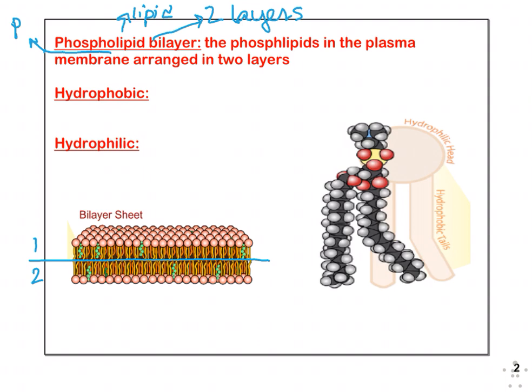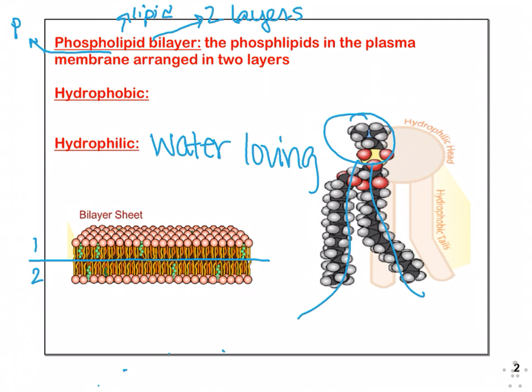These phospholipids are arranged to have a head region with two tails coming off of it. The head region is referred to as hydrophilic. Any guesses to what hydrophilic means? Hydro means water, so it has something to do with water. Hydro, loving, water loving. So then if you're hydrophobic, yeah, water fearing. Good.